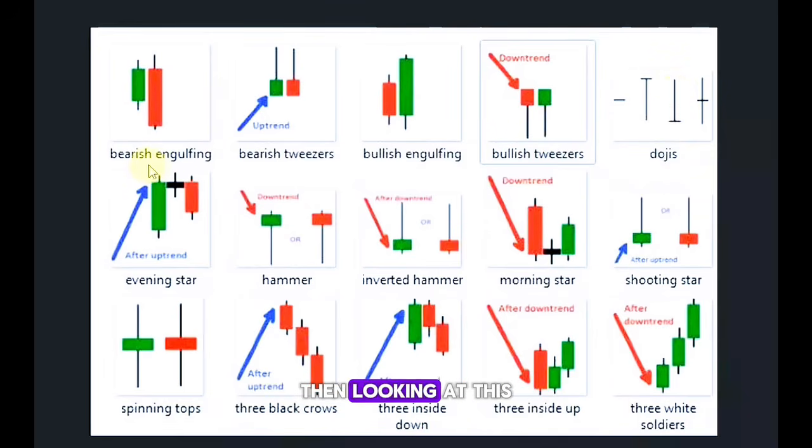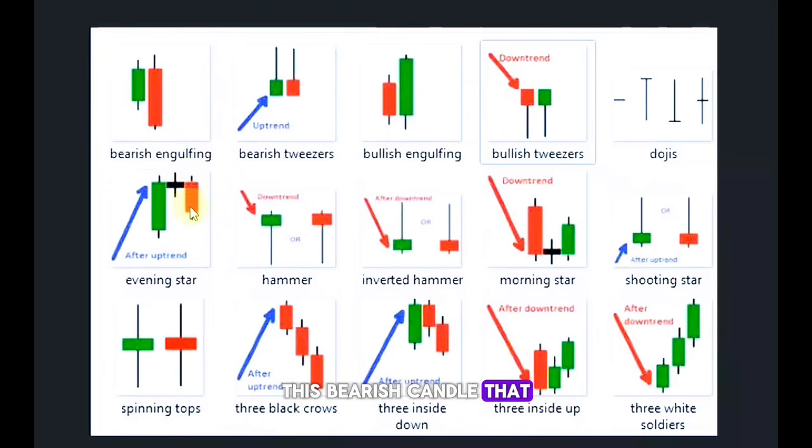Then looking at this particular one, the evening star. Here the market is in an uptrend, and then this bullish candle occurs. Then all of a sudden a doji appears. This doji shows that there is indecision in the market and the buyers are becoming very weak. And all of a sudden this particular bearish candle occurs.